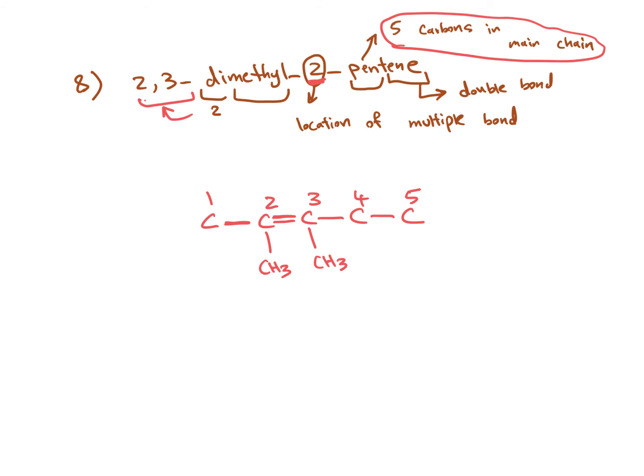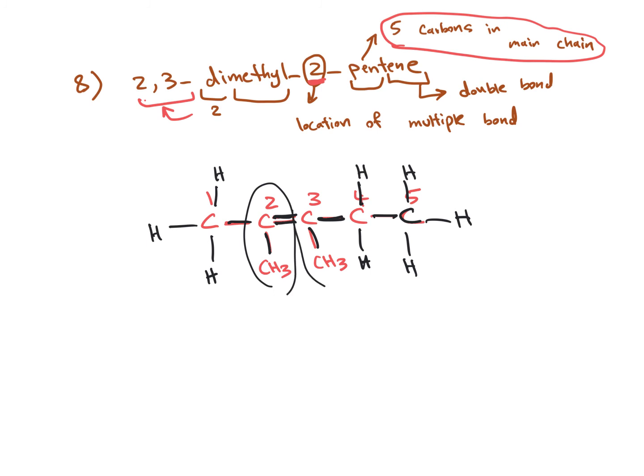So let me add the rest of the hydrogens. CH3, 1, 2, 3, 4, 1, 2, 3, 4, 1, 2, 3, 4, 1, 2, 3, 4. Okay, so if I want to name this compound, I say 2,3-dimethyl-2-pentene. And that is the answer to this question.